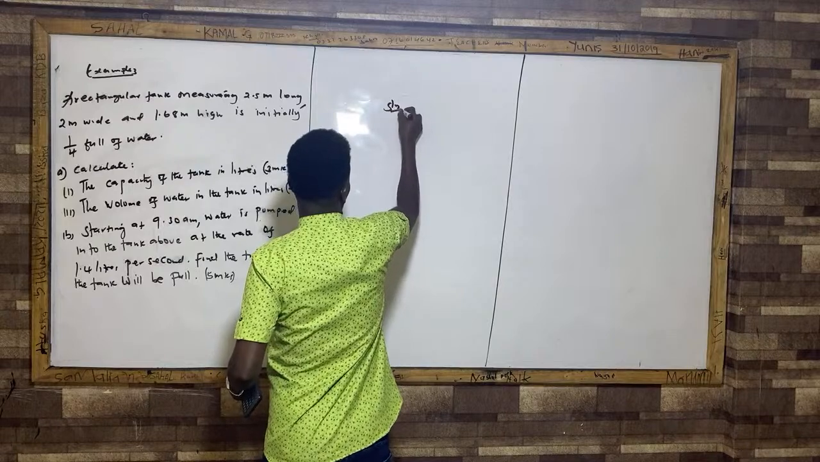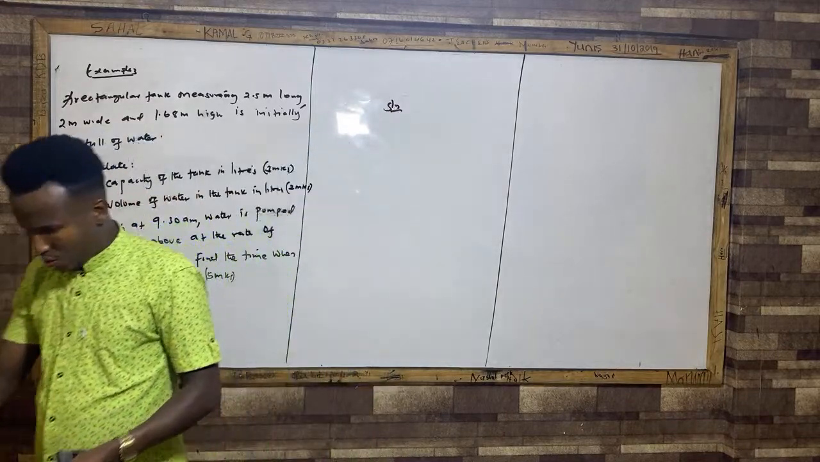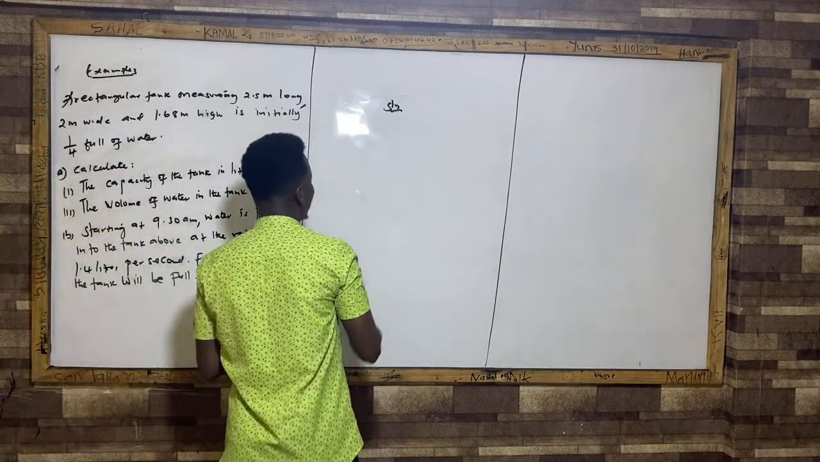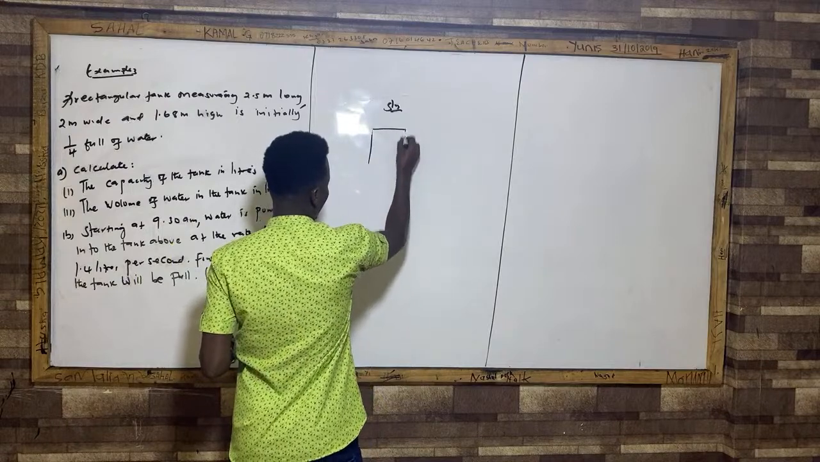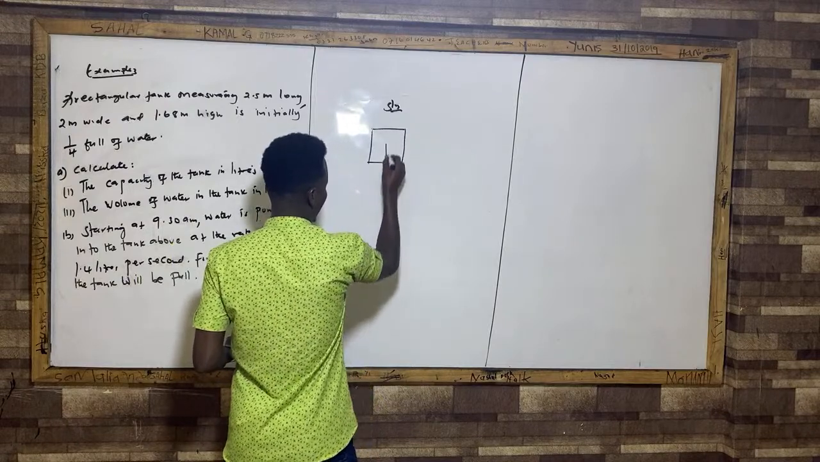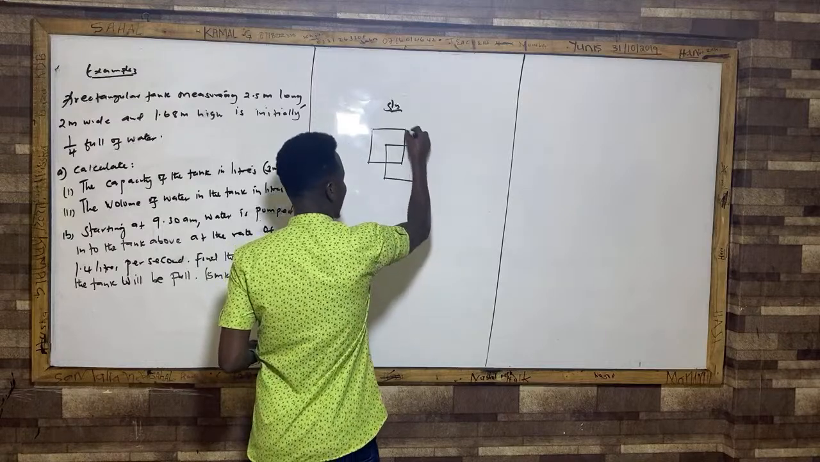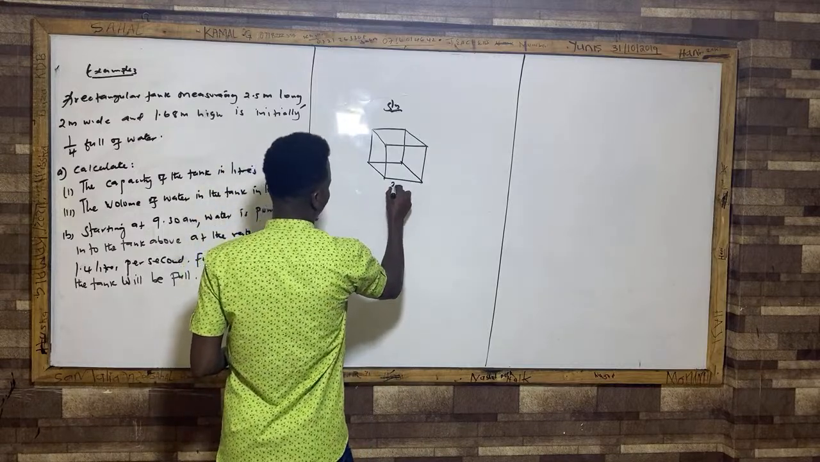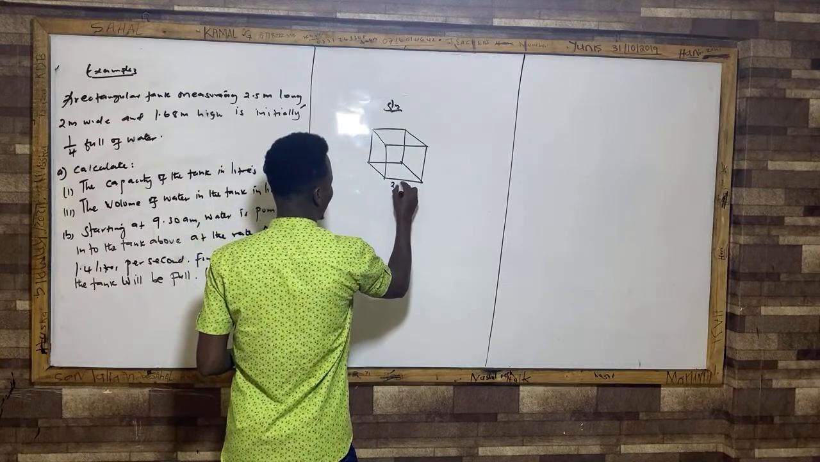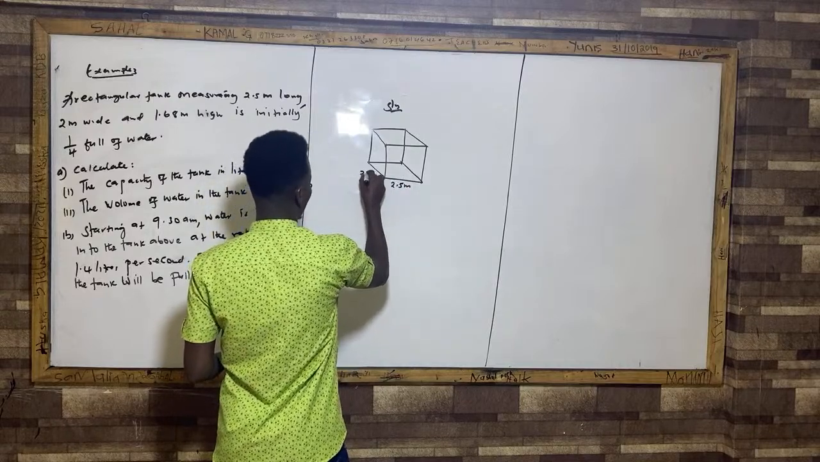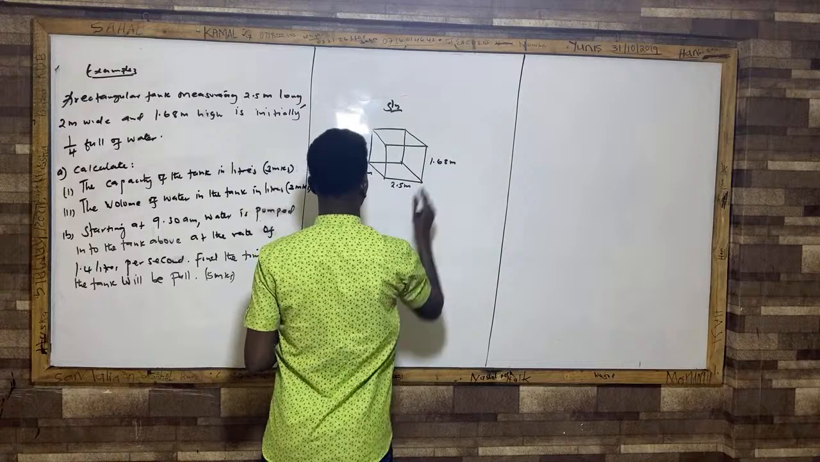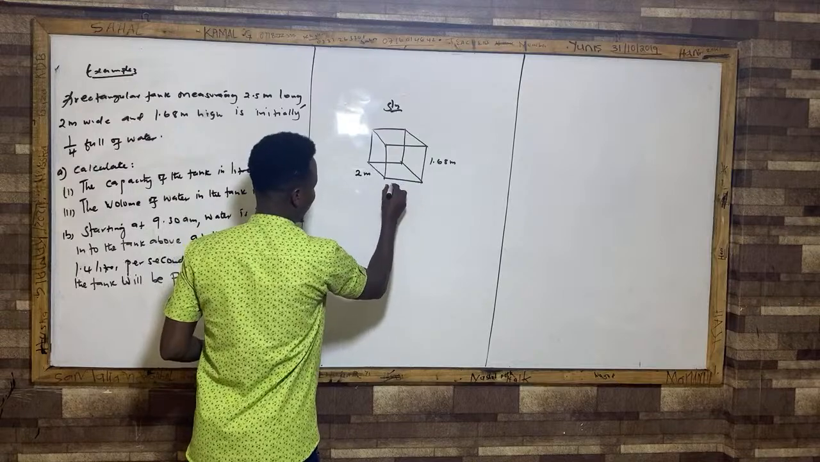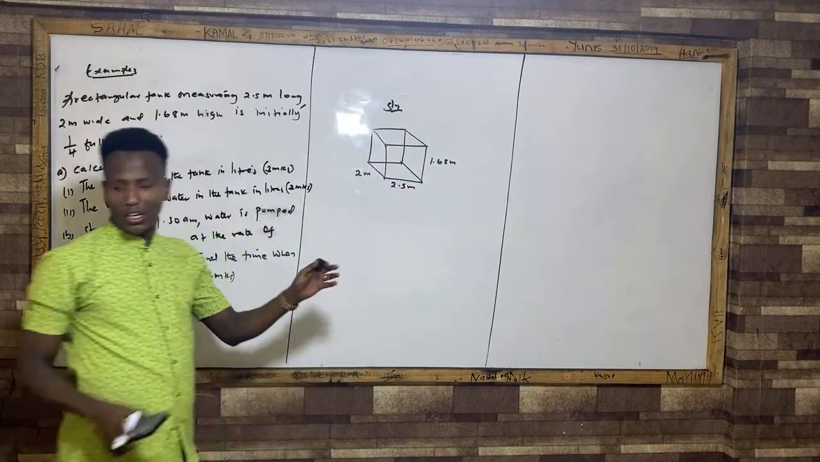Let me use this one. So let me sketch for us. It's 2.5 meters, 2 meters wide, 1.68 meters. This is 2 meters, don't forget, and this is 2.5. So you can get the volume.